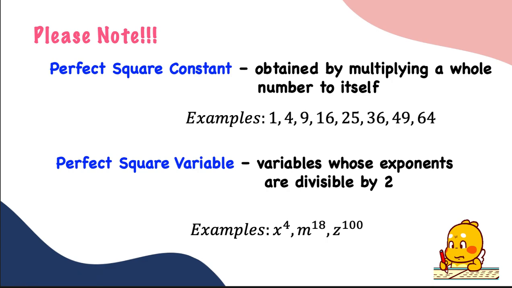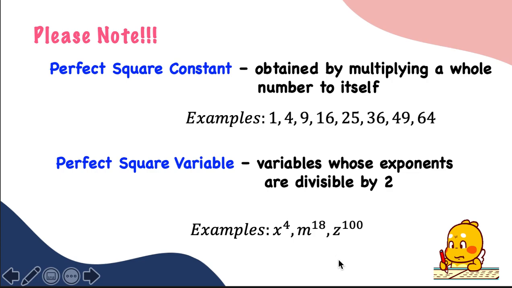Next, for a perfect square variable, you just need to remember that every variable whose exponent is divisible by 2 can be considered a perfect square variable. Example: x raised to 4, m raised to 18, z raised to 100. As you can see, the exponents are all even, or all divisible by 2. So therefore, these expressions are all perfect squares.